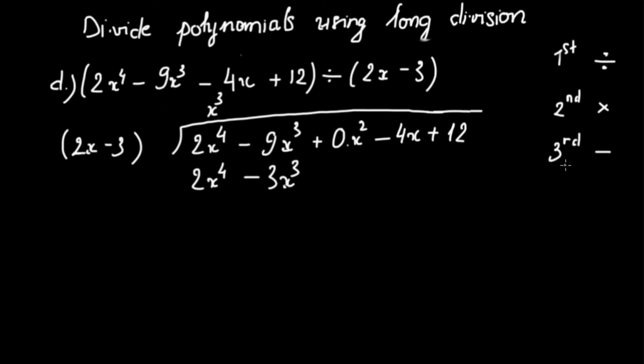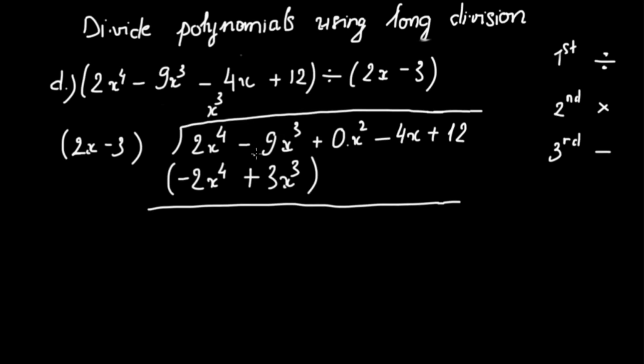Now the last step is subtraction. You put the minus sign here. Then everything in the parentheses, you need to change the sign from positive 2x to the 4th to negative. And then you have a negative sign here, you change it to positive. Just as simple as that. And then you eliminate this sign.